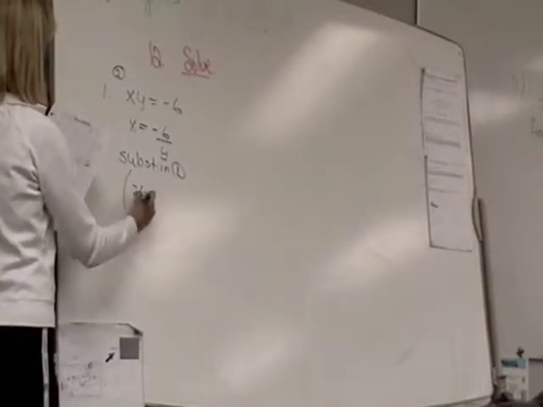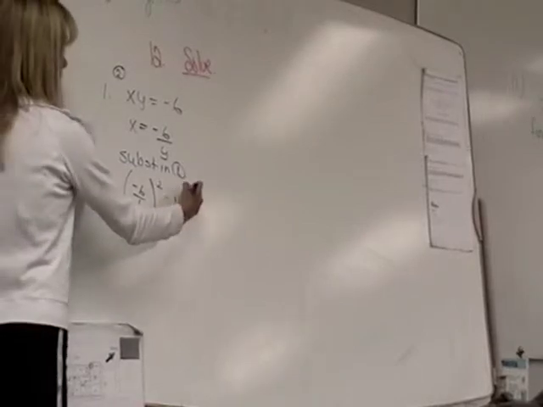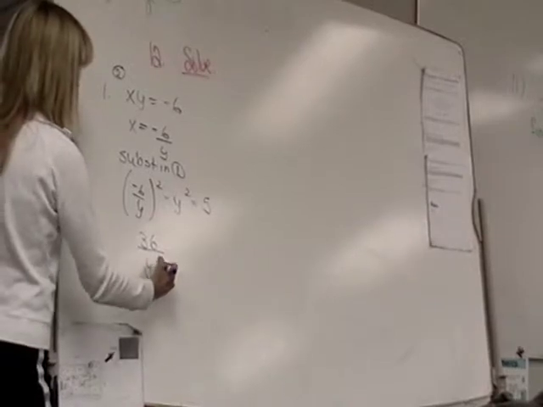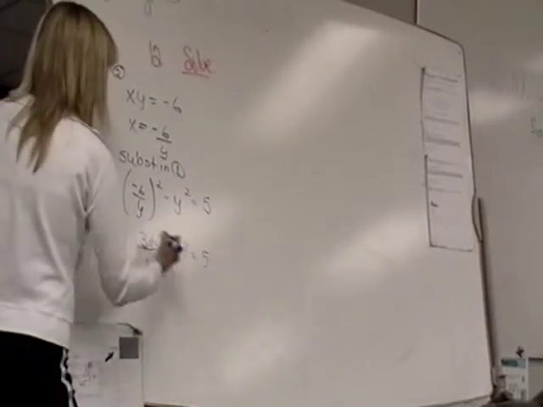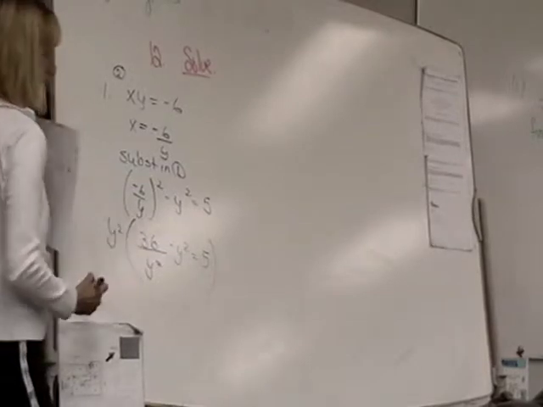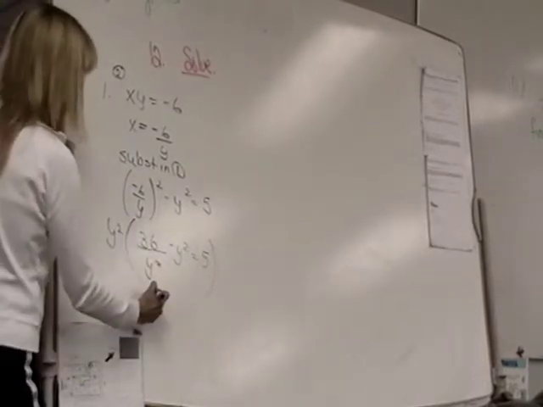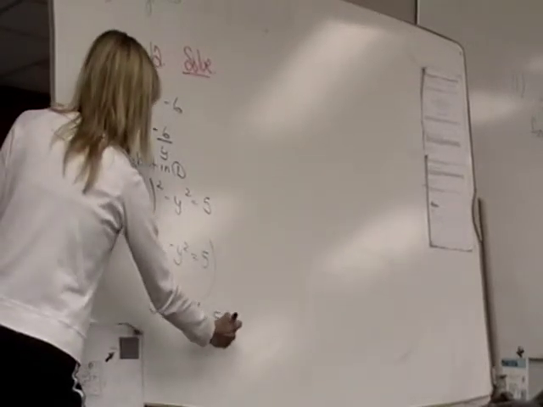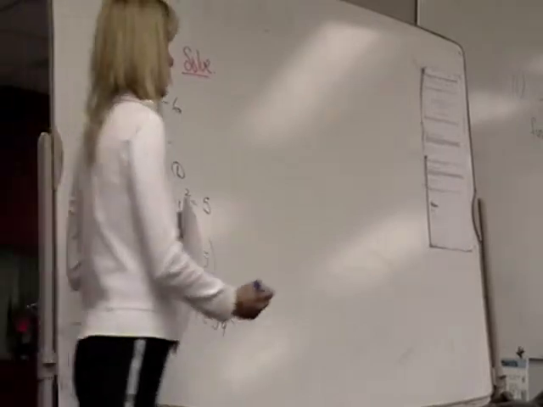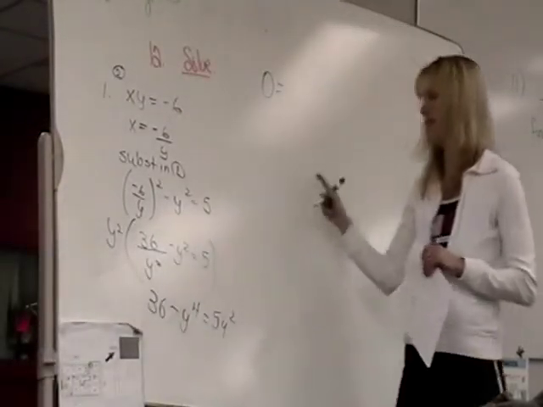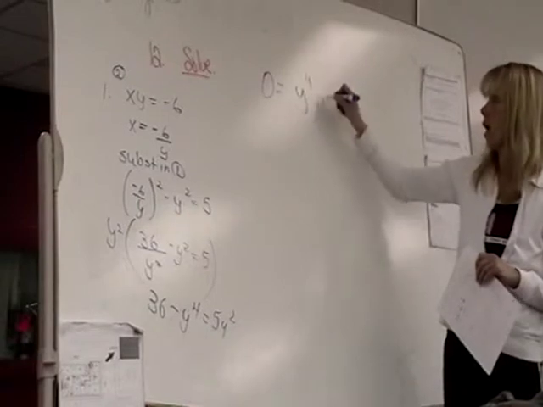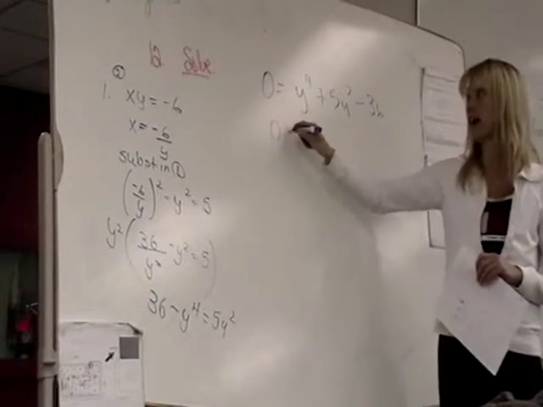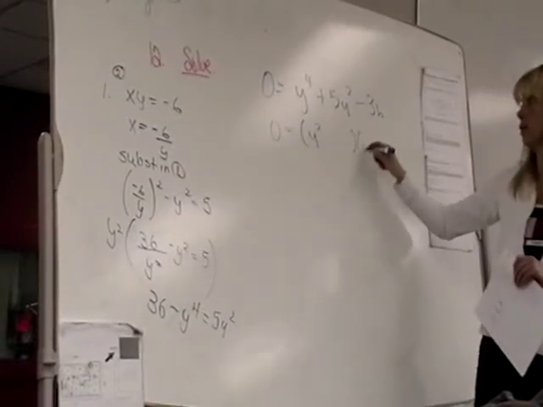So you put negative 6 over y in for x, like that. Square the top, square the bottom, and then multiply everything by this to get rid of that on the bottom. So that's gone, and you'll get this times this, so it's that equals that. Then you want to get it set equal to 0 and factor it. So I want everything over to this side, so you get y to the 4th plus 5y squared minus 36, and then you factor that. When you have a y to the 4th, you put y squared and y squared.